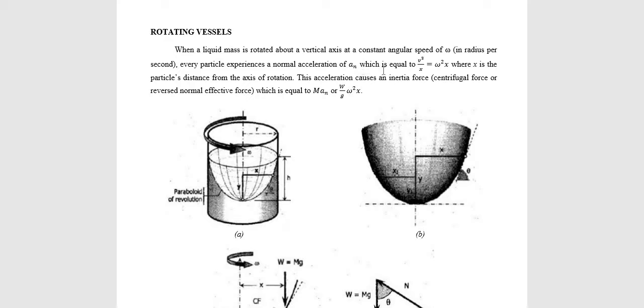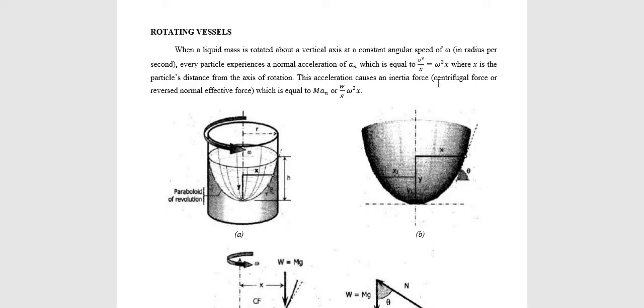Every particle experiences a normal acceleration, an. An is the normal acceleration, which is equal to v squared over x, equal to omega squared times x, where x is the particle's distance from the axis of rotation. This one, diba? x1, x2. This acceleration causes an inertia force, that is the centrifugal force or reversed normal effective force, which is equal to mass times normal acceleration, or weight over g times omega squared times x.